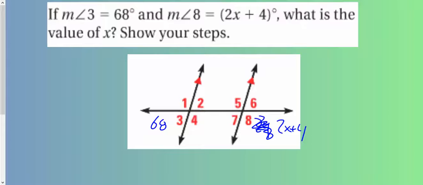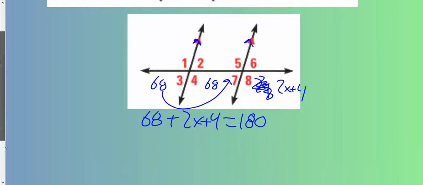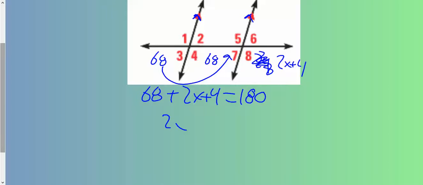Well, if 3 is 68, these lines are parallel right here. I have the arrows. So that means this is the corresponding angle. So that would be 68 as well. And 68 plus 2x plus 4, they form a linear pair. So they have to add up to 180 degrees. So what I'm going to do is I'm going to solve this equation for x.